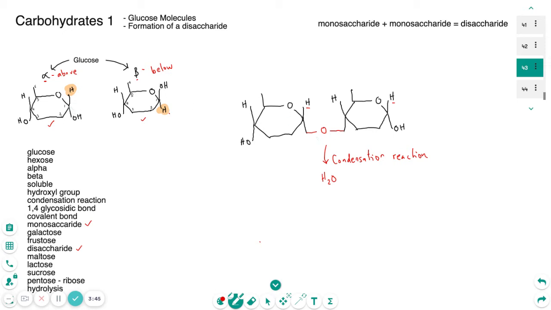If you look at the numbers from previously, 1, 2, 3, let's number this one here. There's number 1, it's always in the same place, 2, 3, 4, 5, 6. Numbering the same way again, 1, 2, 3, 4, 5, 6. This oxygen is holding 2 specific carbons together, carbon 1 and carbon 4. So we call this, right here, a 1,4 glycosidic bond.